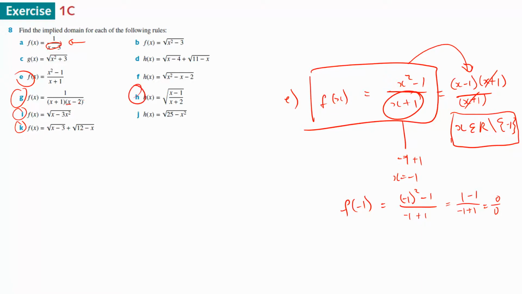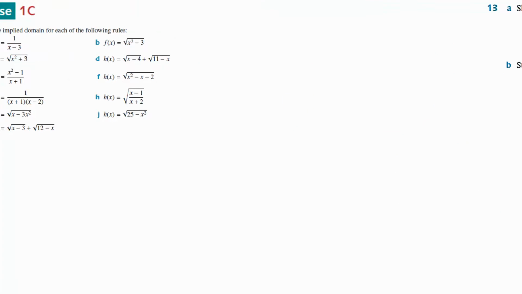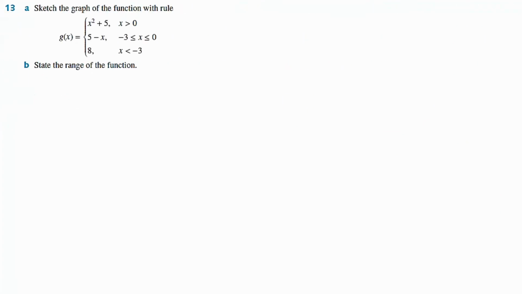Do the same thing for H. Okay, so there's two conditions there for H. There's a square root symbol and there's a denominator. So there's two conditions that you have to work with. Okay, so the training here is to visualize, but at the same time to analyze the equations. That's question 8. You go to 13A.